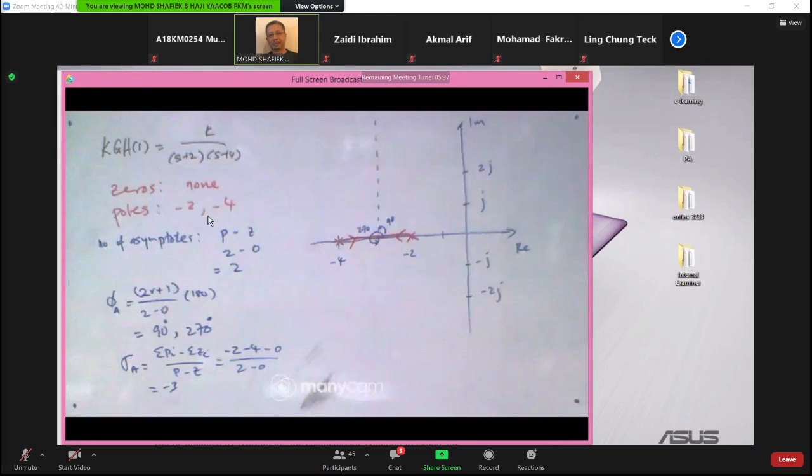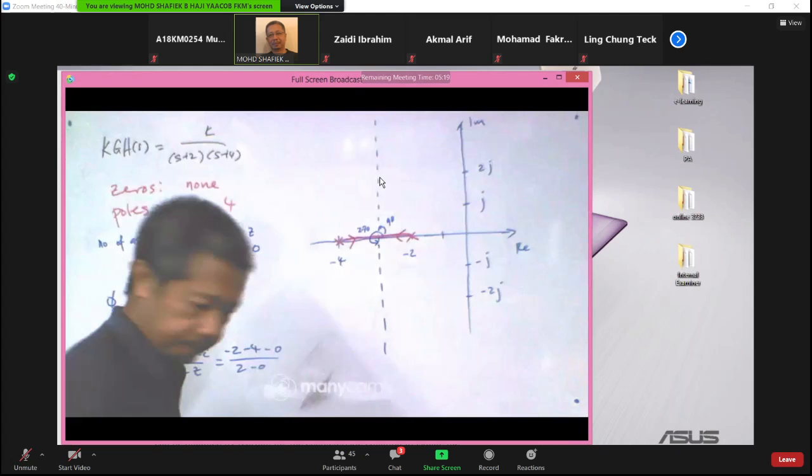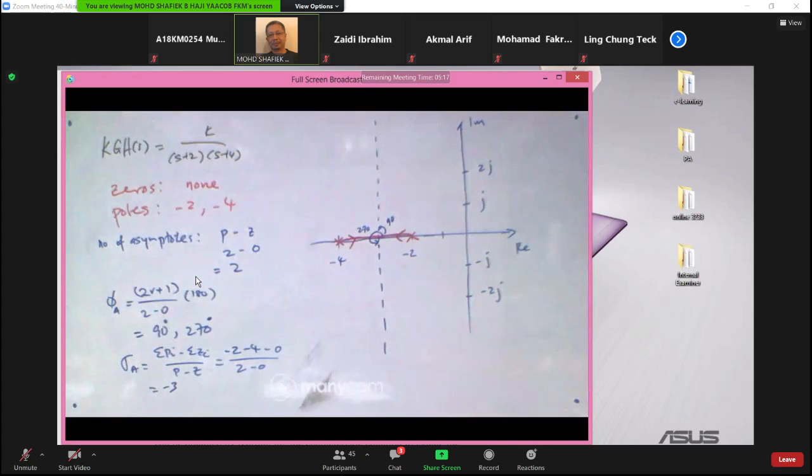The second asymptote line is going to go through the same -3 and then at an angle of 270. So it's going down. So there you have your two asymptote lines. Okay, and we know that finally our root locus is going to approach that asymptote line. Okay, so we are done with this.